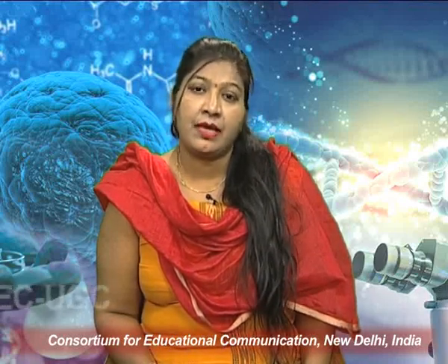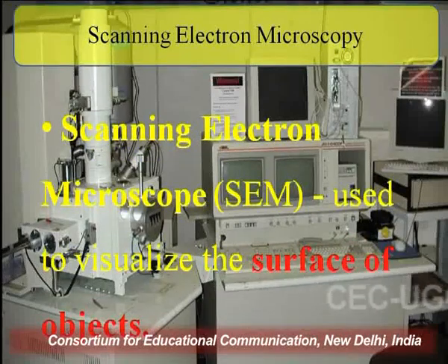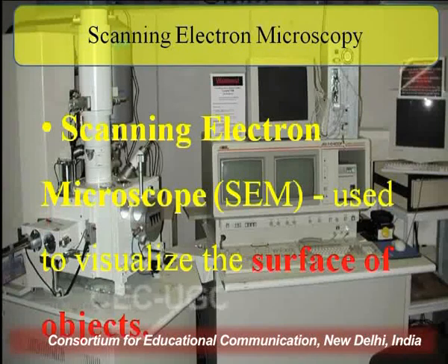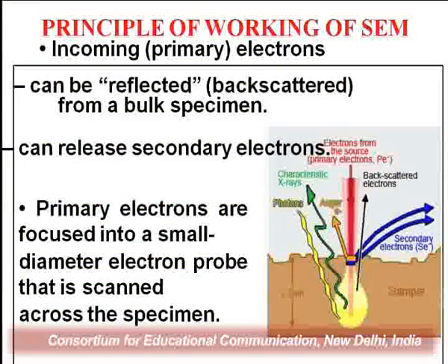Now, scanning electron microscope, SEM, we all know that it is used for the visualization of the surface of the object. Means we can analyze the surface of any material which we prepare by using the SEM. So here we discuss the principle of working of SEM. You see on the right hand side diagram, there is a surface which is not smooth, and here there is an interaction of the electrons on the surface of the specimen, and what phenomenon occurs, that has been defined here.